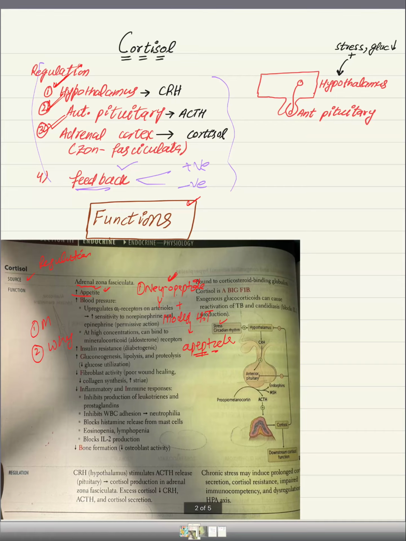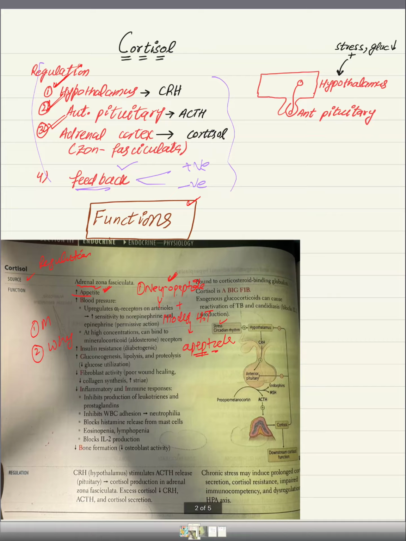In stress, your body needs energy. That energy definitely comes from your food. So if you are not eating food, you are not going to make energy, and if you are not going to make energy, your body is not going to perform well during the stress. So this is the physiology and reason behind how cortisol increases appetite.